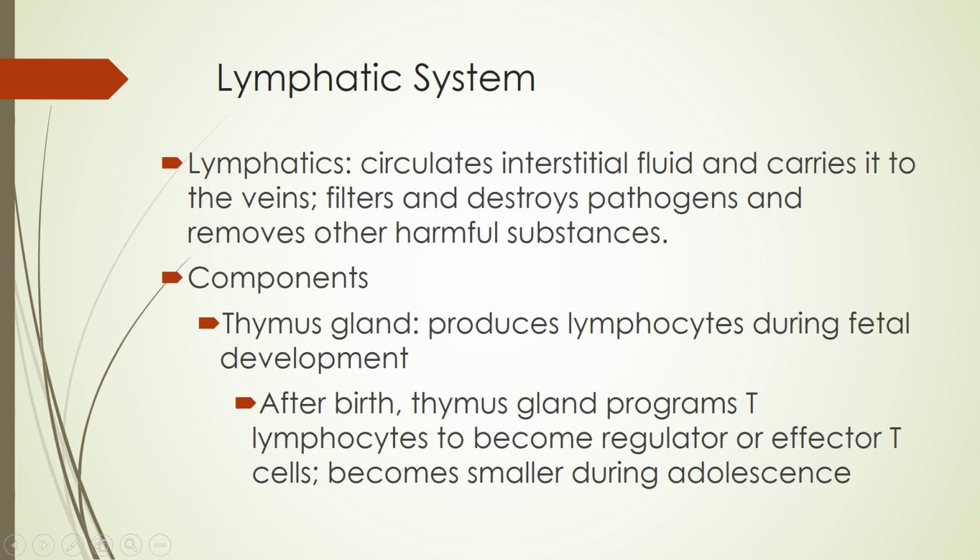The T lymphocytes are formed from undifferentiated stem cells from the bone marrow and then are developed into T lymphocytes by the thymus. The major parts of the lymphatic system include the thymus, spleen, and a network of lymphatic tissue, lymphatic vessels, and nodes. Okay?